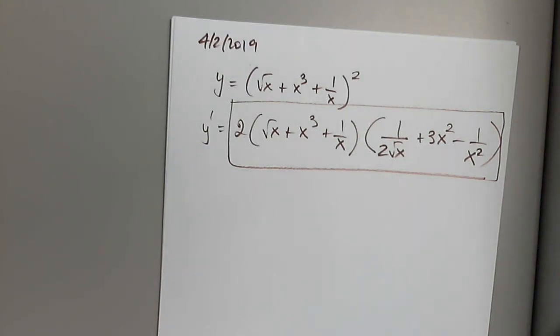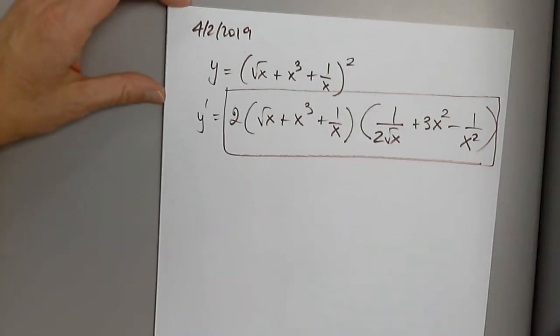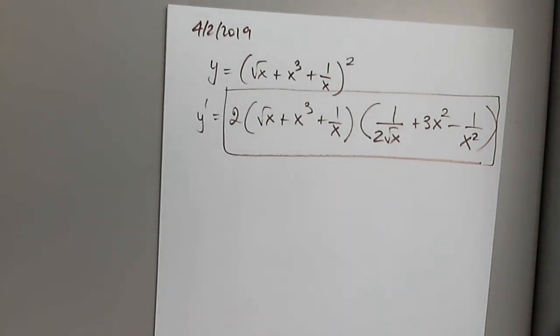Is this okay? Yes, Brittany? I multiplied the 2 and the derivative of each of the terms, so I had y prime equals 2 over 2 root x plus 6x squared minus 2 over x squared. I distributed all this. That's fine. Either way, you can. You can probably simplify it a little bit.